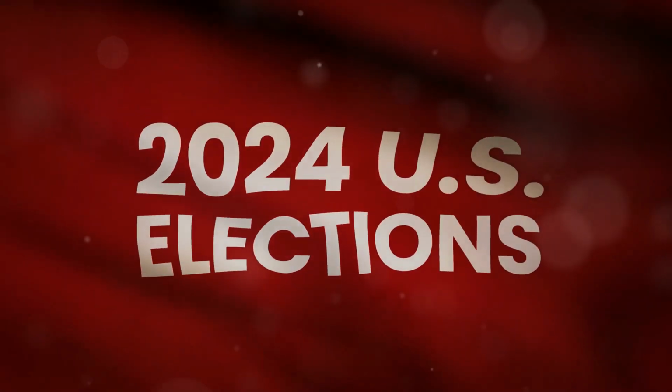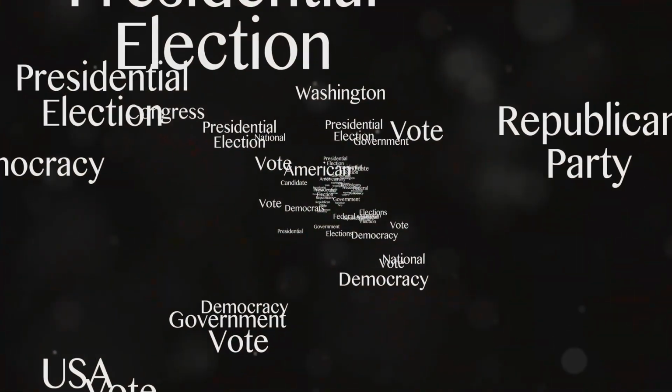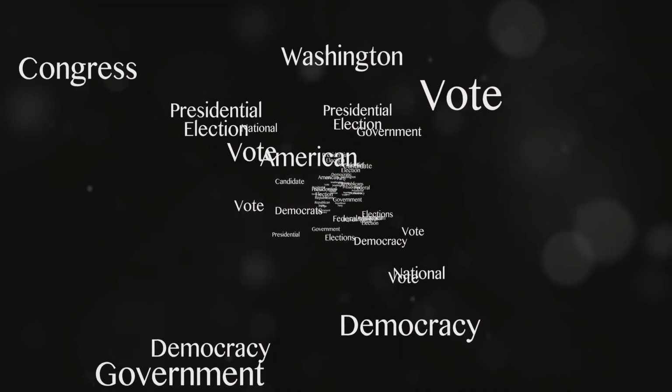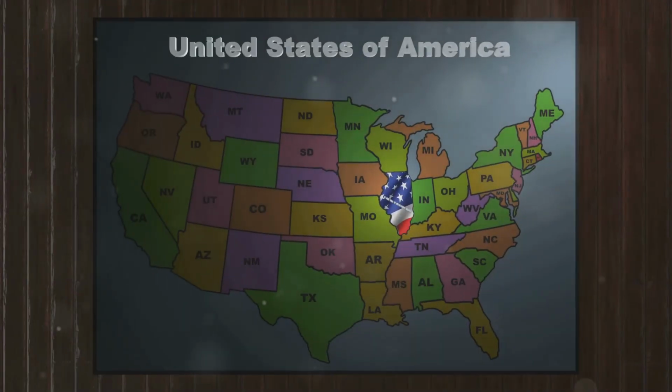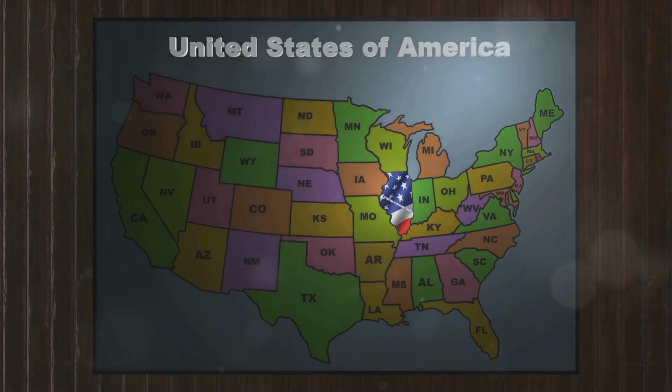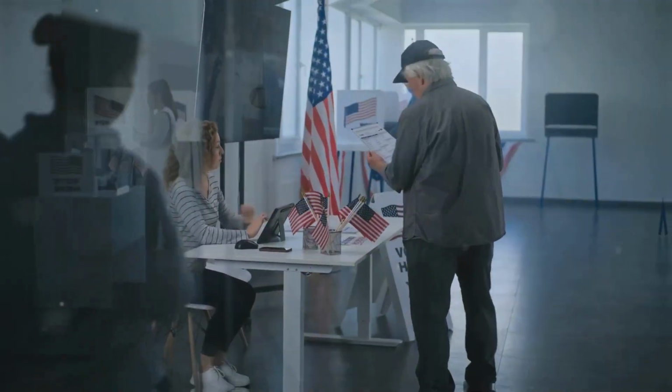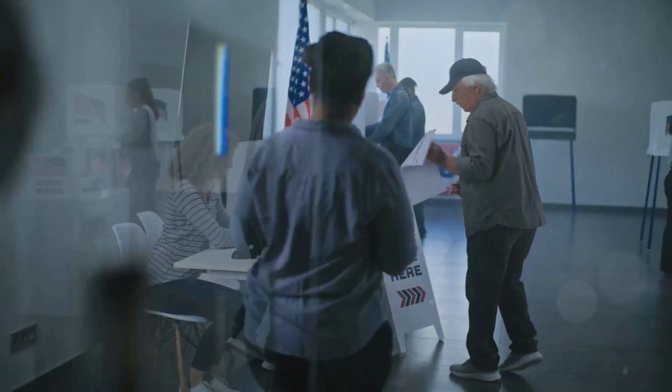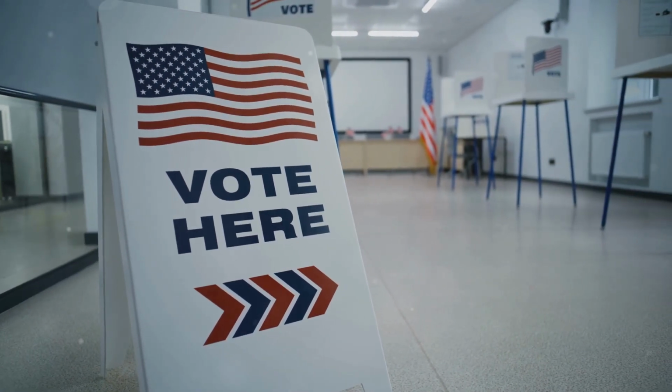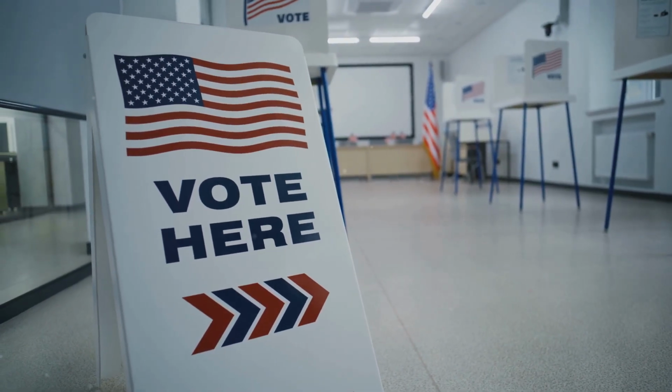Okay, so let's break down this whole Electoral College thing. Imagine a club with 538 members. That's the Electoral College. Each state gets a certain number of members, or electors, based on its population. Think of it like this. California, with its massive population, is like the cool kids table with a lot of seats. Meanwhile, smaller states like Wyoming are like that table in the corner where no one wants to sit.